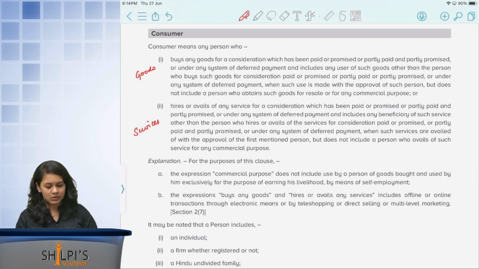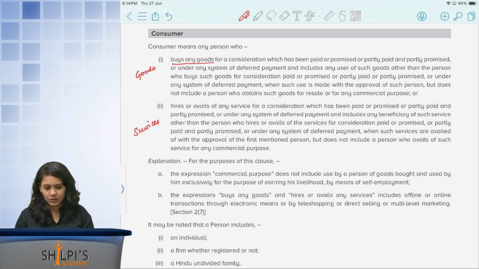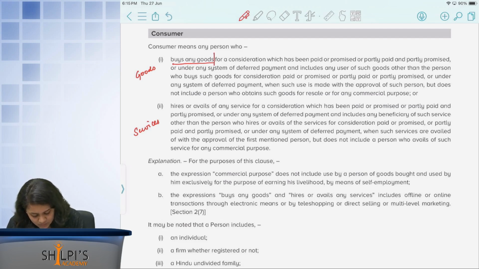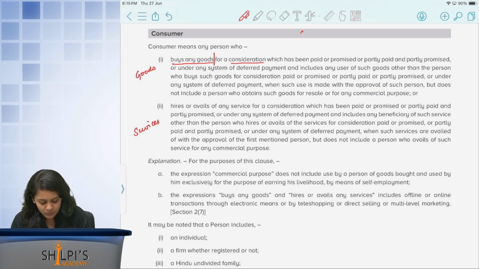Consumer means any person who buys any goods. This is the first part. He buys goods. Put yourself in the shoes of the consumer, you are going to go and buy something. So if you want that particular product, say that Dairy Milk or whatever things that you're buying, you have to give something in return. What is that something? That something is money. So this money only they are calling as a consideration.